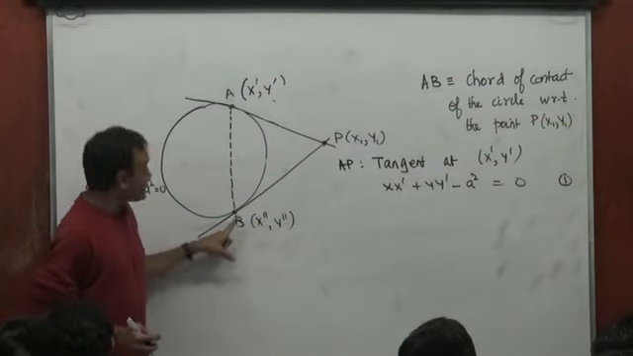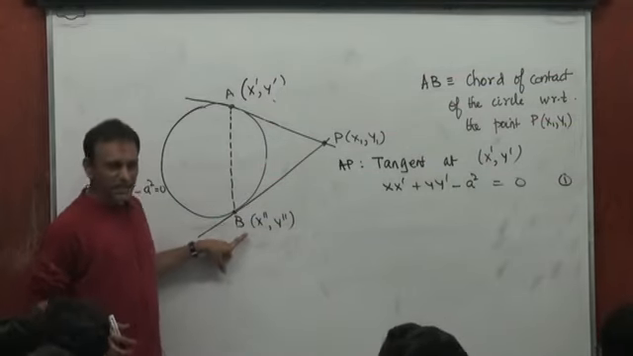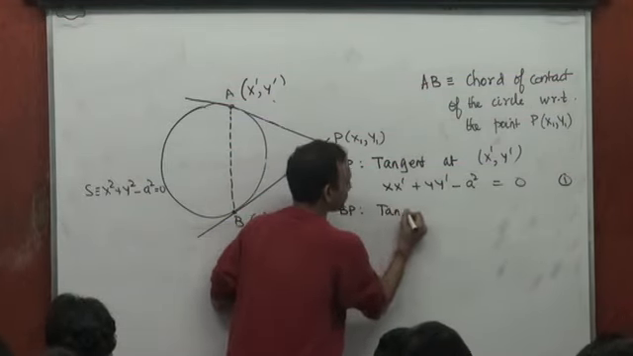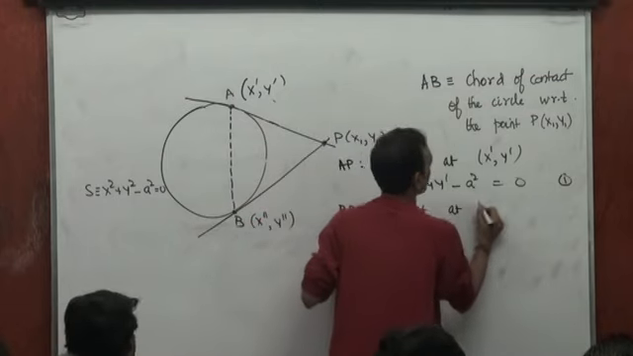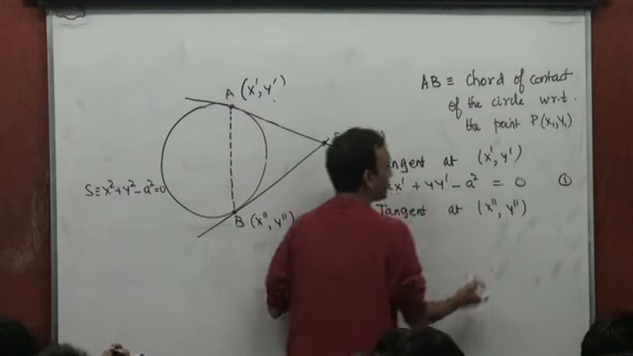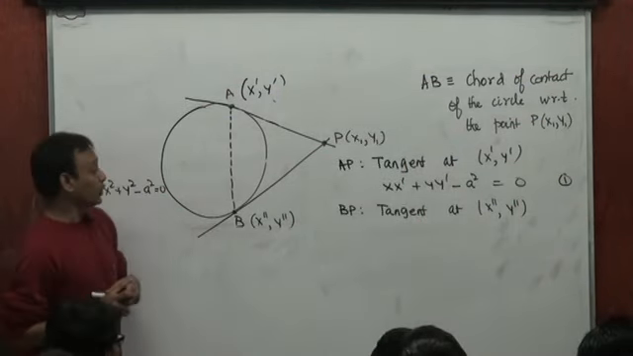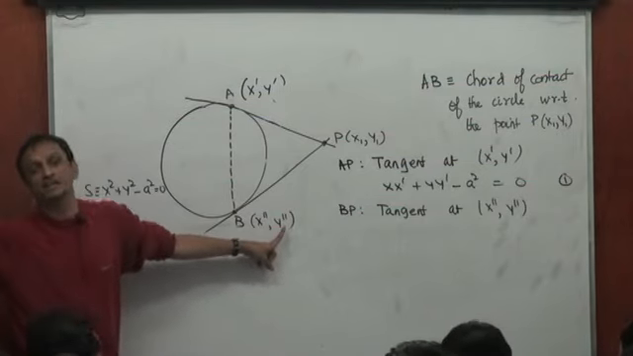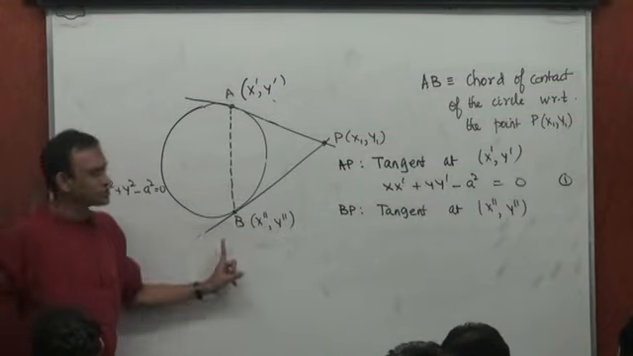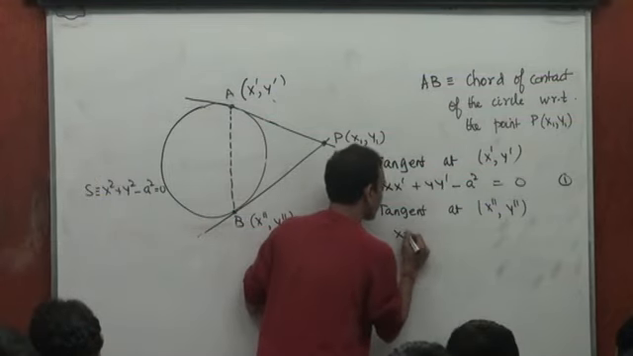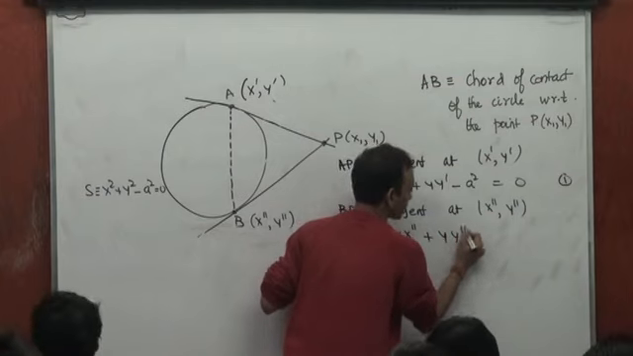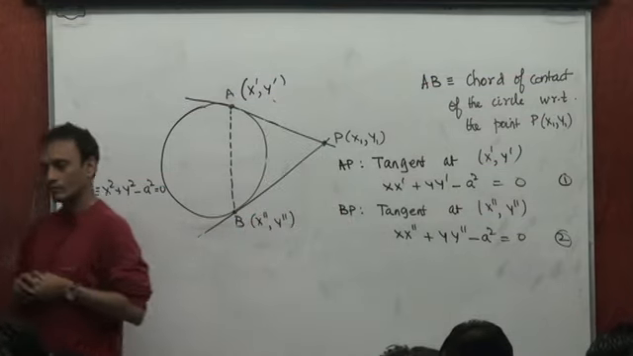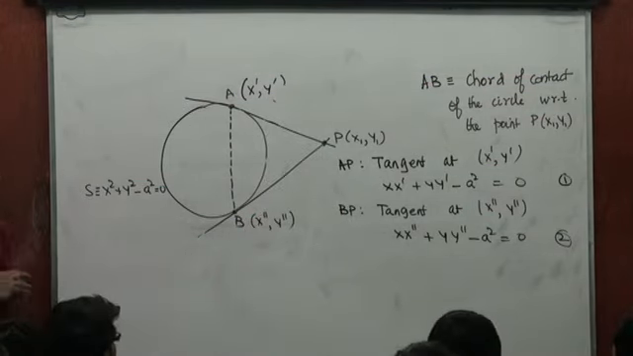BP. That's the tangent at B. That's the tangent at B. Yes or no? Tangent at x double prime, y double prime. And the equation of BP then is going to be x double prime x plus y double prime y minus a square equal to 0. That's the equation of the tangent at B. Yes or no? All right.